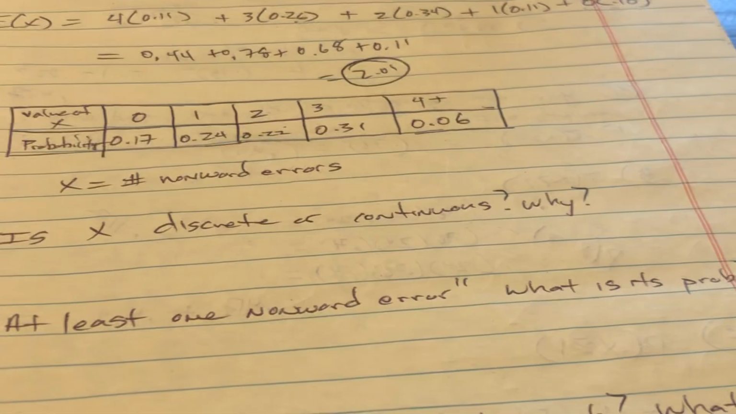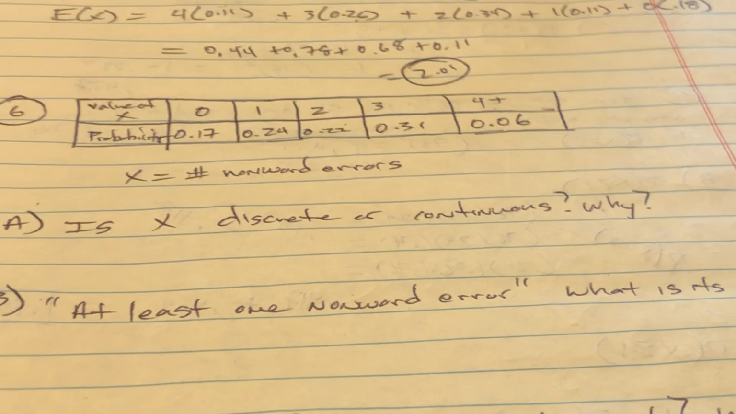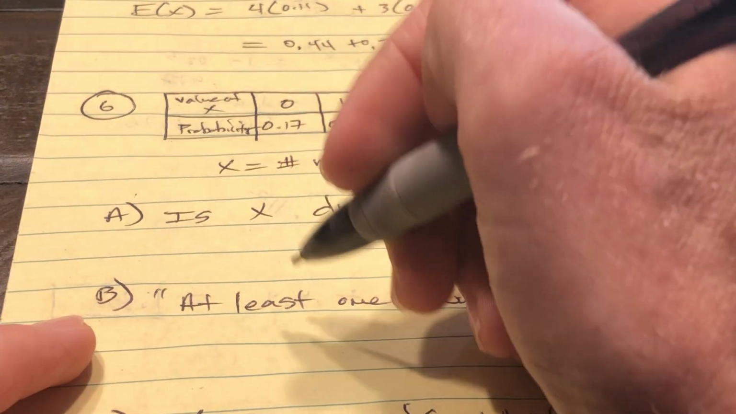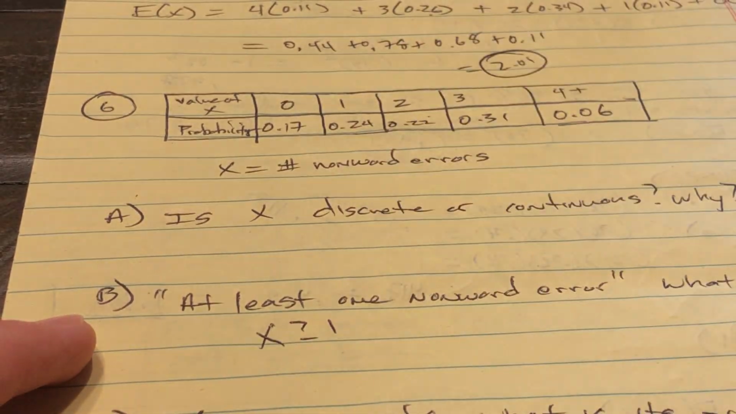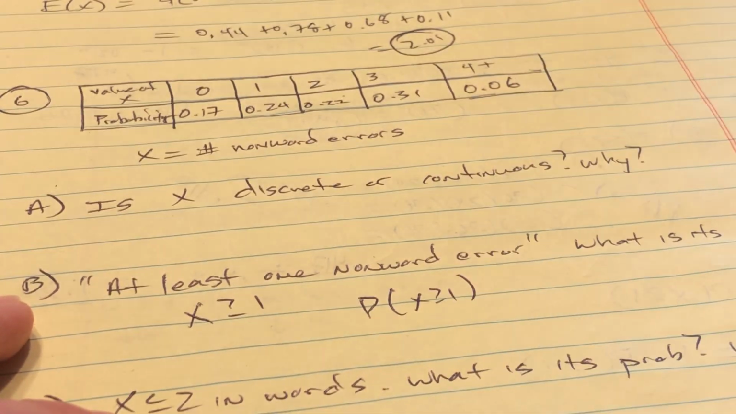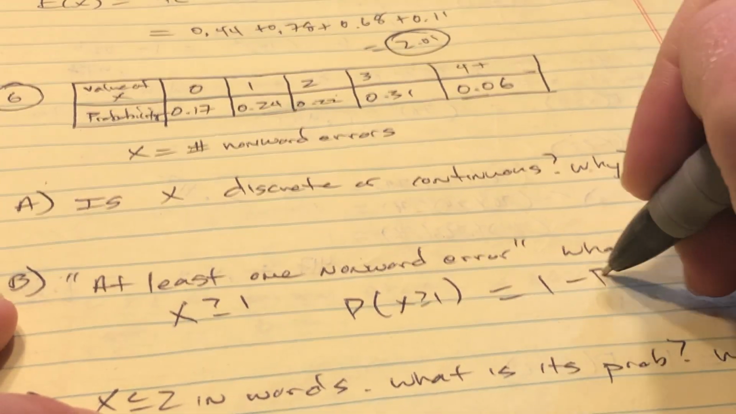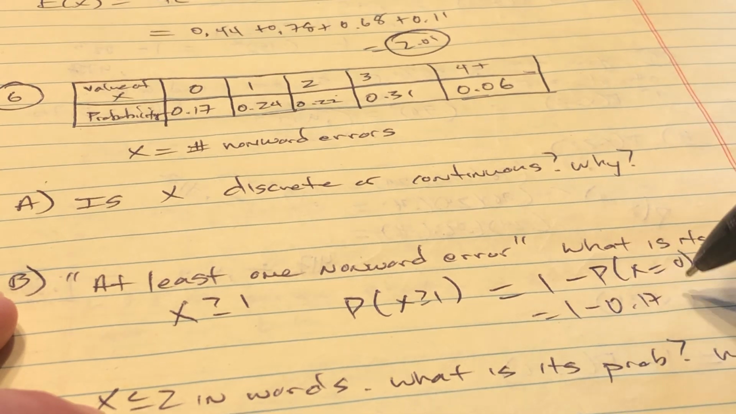At least one non-word error. Write it. At least one. So that the event is x is greater than or equal to 1. So I want to know what's the probability that x is greater than or equal to 1. That means 1 minus the probability of no errors, which is this.